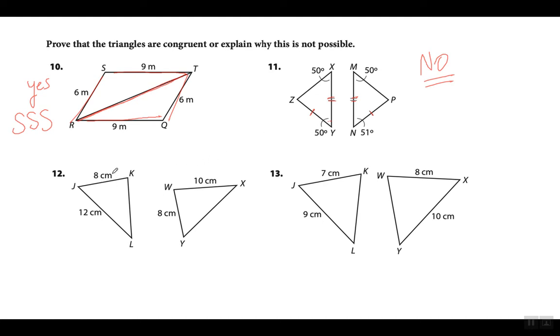Number 12. There's not enough information to determine that they're congruent. So no. No hay suficiente información para determinar si son congruentes. Así que no. I don't know how much this side is. So that's why I cannot determine if by side they're congruent.